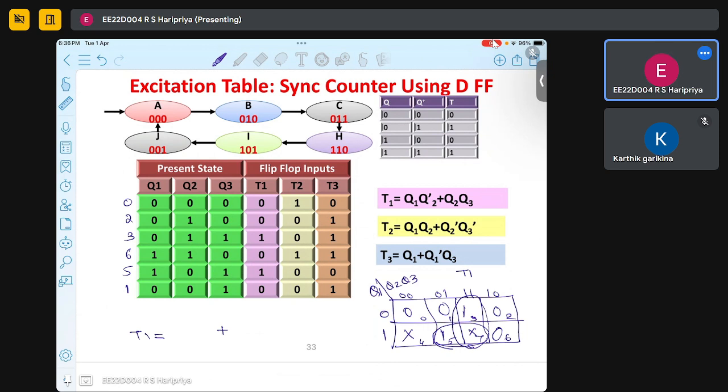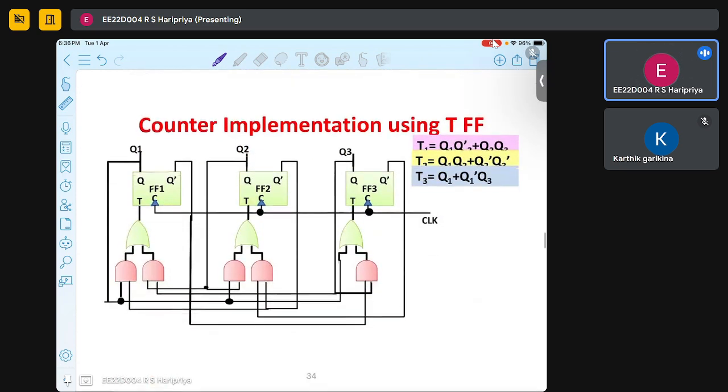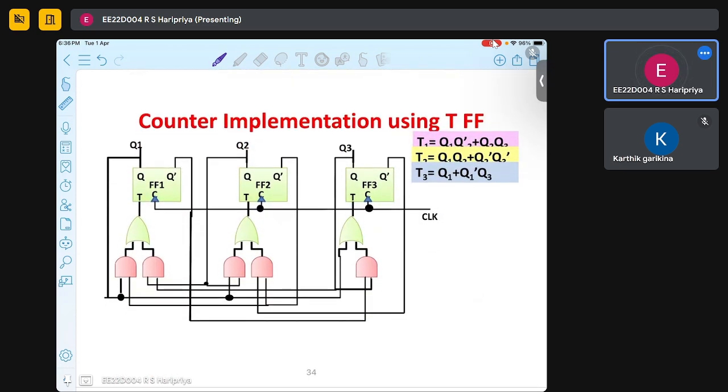This is the Q2, Q3. And this one, Q1, Q3. Yes, you can see this. Next, we have obtained the combinational part. So we can use that for the input of the T flip flop.